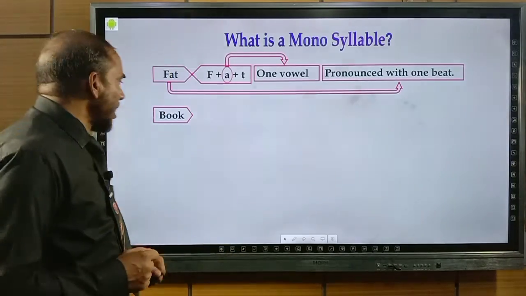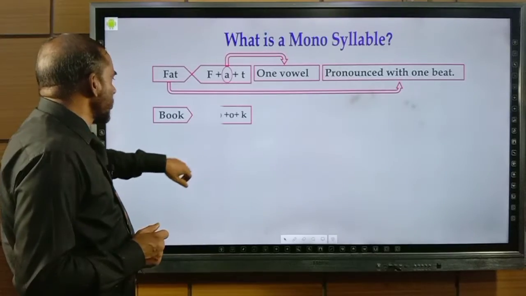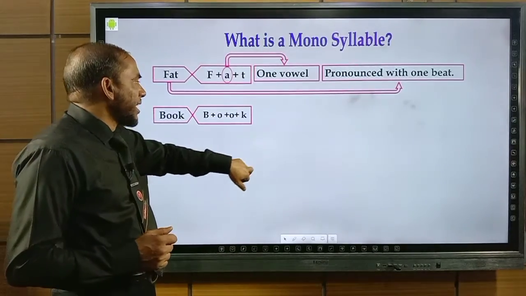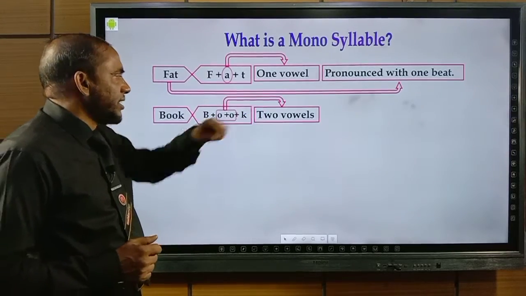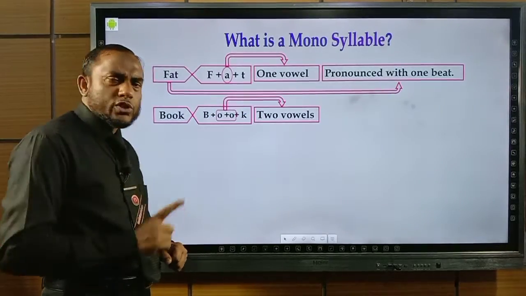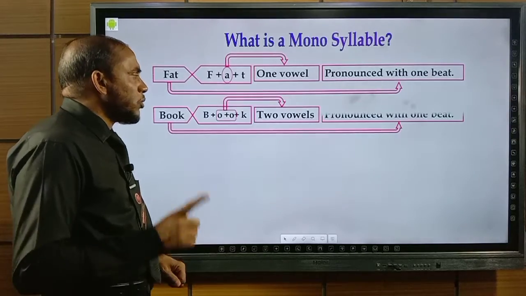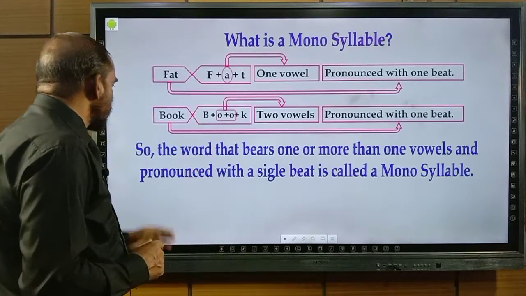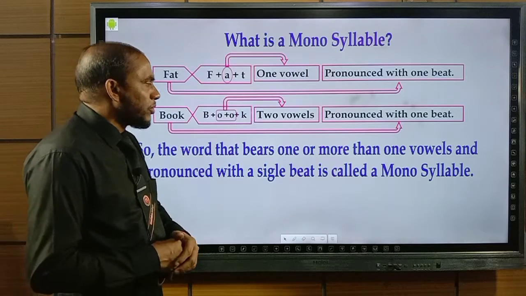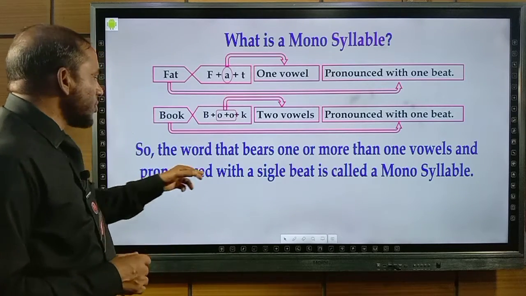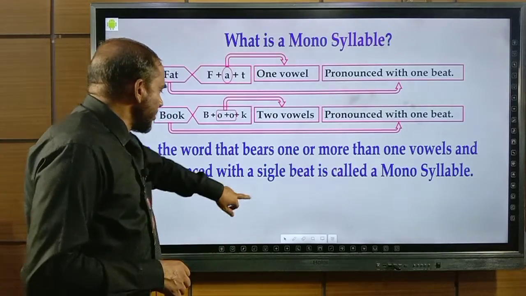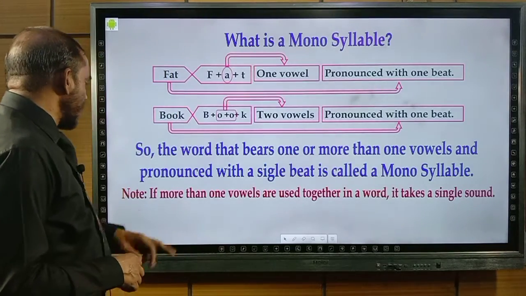You can see another word here, and that is book, B-O-O-K, book. There are 2 vowels in this word, and this word is also pronounced with only one beat. Okay, dear students, and now come to the point. So the word that bears one or more than one vowels and is pronounced with a single beat is called a monosyllable.